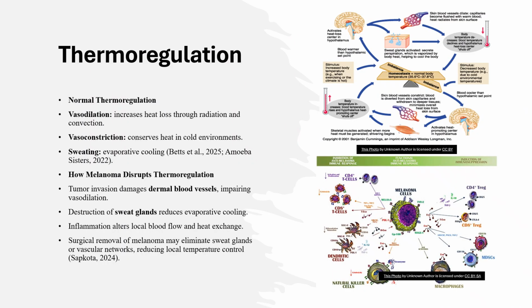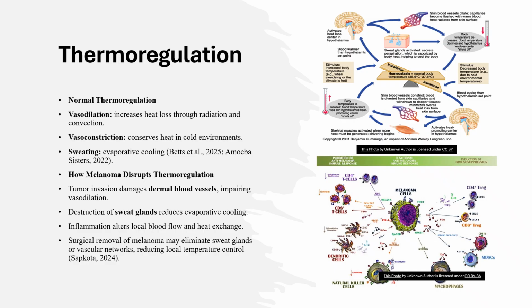Under normal conditions, the skin regulates body temperature through vasodilation, vasoconstriction, and sweating. When the body needs to cool down, blood vessels in the dermis dilate to release heat, and sweat glands produce sweat that cools the body through evaporation. When the body is cold, blood vessels constrict to conserve heat.